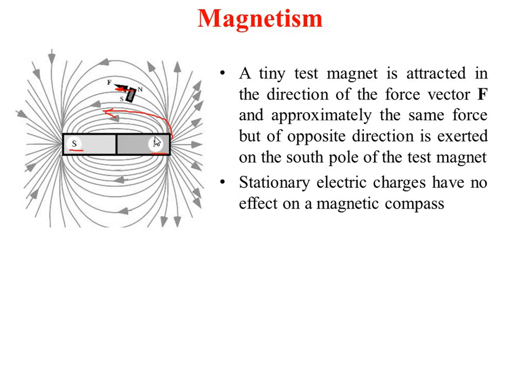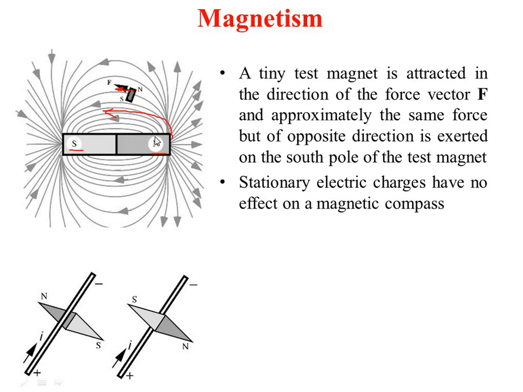So a stationary electric charge has no effect on a magnetic compass. But if you pass current, we have already studied that if you pass current through an inductor and put a compass there, it will try to change its direction because of the magnetic field generated by this coil. So this is the effect we are supposed to study.